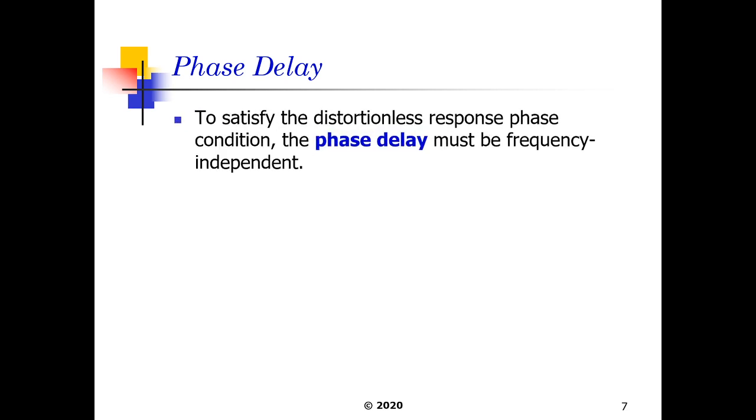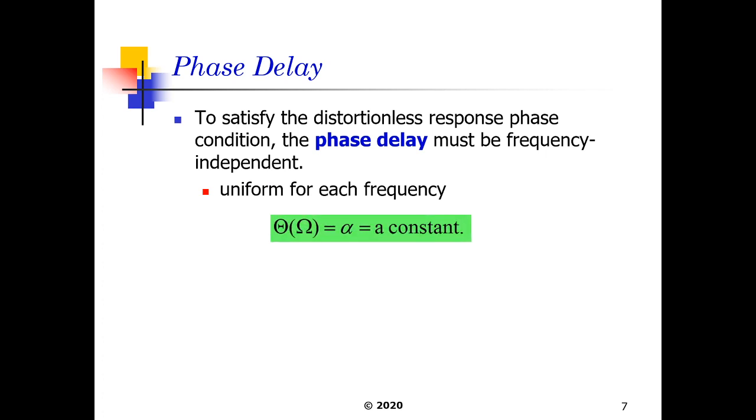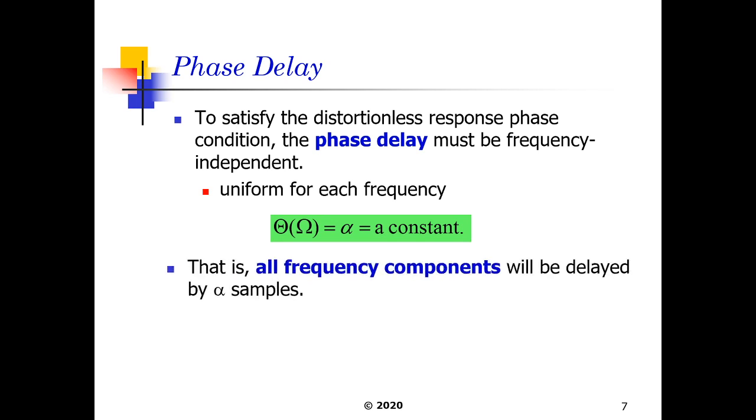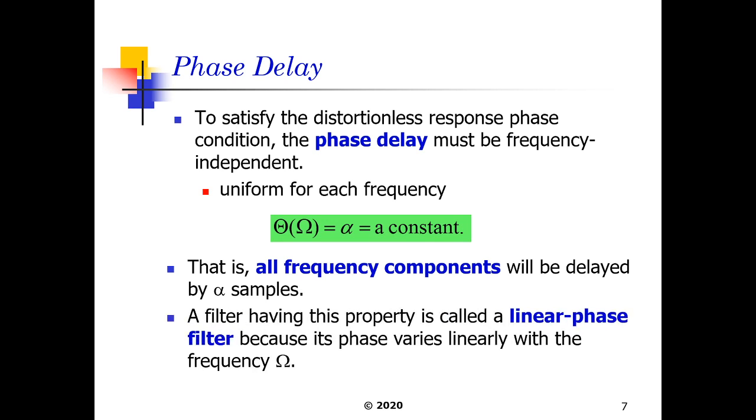So for distortionless response, the phase delay basically needs to be frequency independent, meaning that it needs to be uniform for each frequency. As such, that equation that we just saw will resolve into a constant form altogether. So in this constant form here, alpha, all the frequency components of the signal for distortionless transmission will be delayed by that alpha amount of samples. And once this property is satisfied, we refer to this filter as a linear phase filter. We'll see visually in a few slides why the phase of the filter is linear in nature.